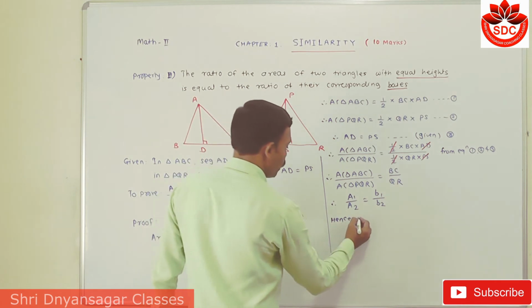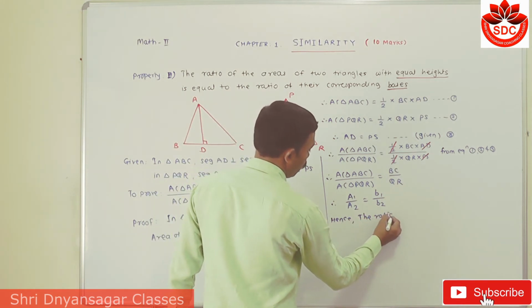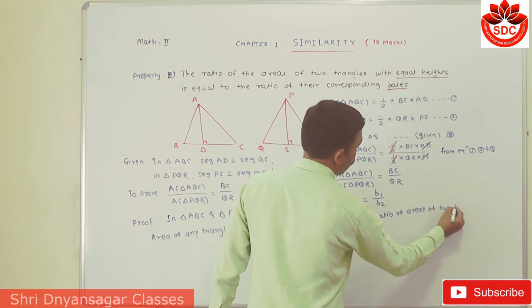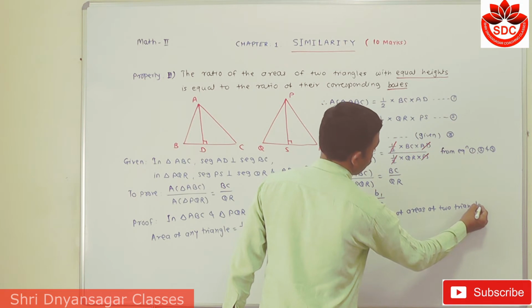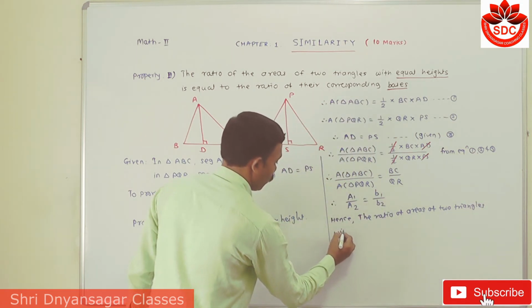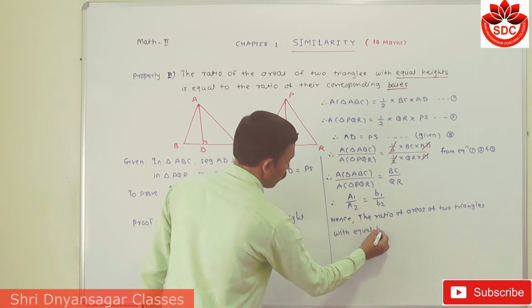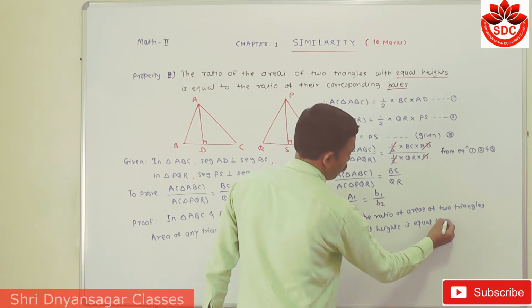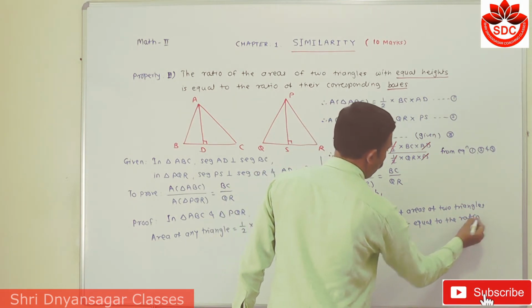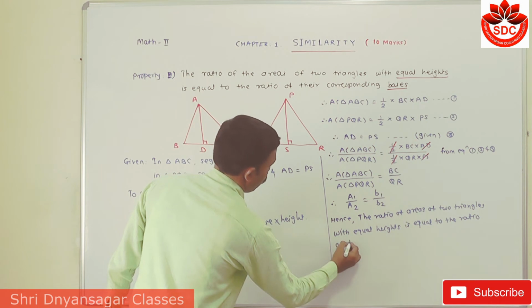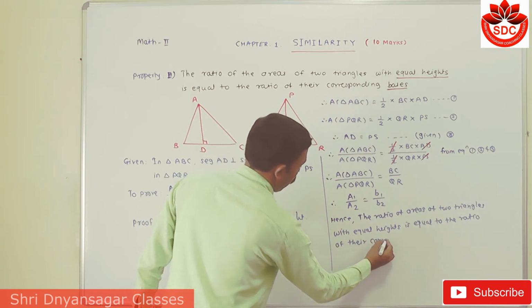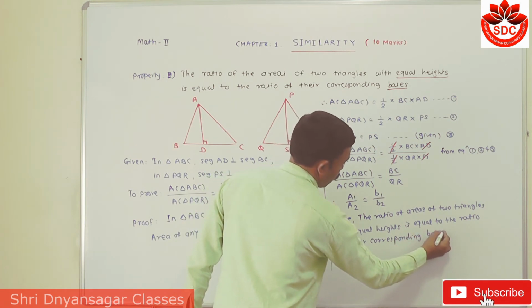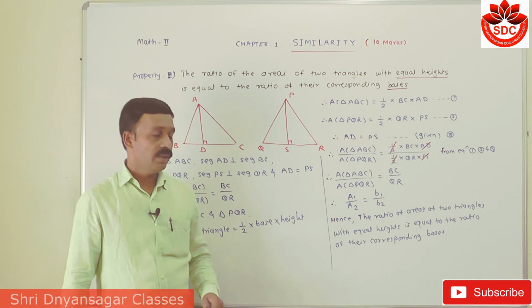The ratio of areas of two triangles with equal heights is equal to the ratio of their corresponding bases. Can you understand this? This is our second property.